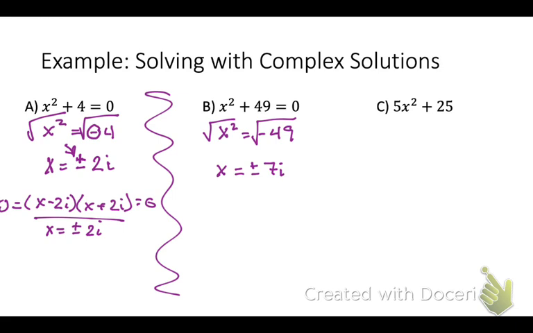Factor it, divided by 5. Well, subtract 25. Oh, it has to equal 0. So if you subtract 25 and divide by 5, you get negative 5. And then you square root both of them. So x equals plus or minus the square root of 5, i. Now, I couldn't take the square root of 5, could I? No. So it's just there.